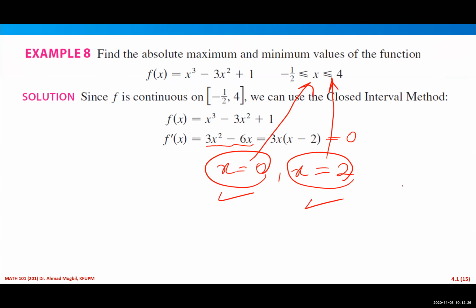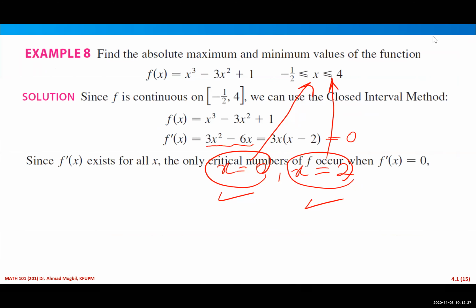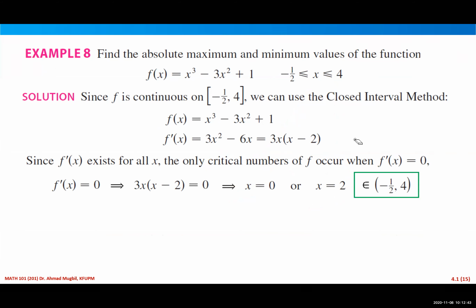So both of them are in the closed interval, because we mentioned here that the critical numbers must be in this interval. So here we are. These two numbers, x equals 0 and x equals 2, are inside this interval. So we did step number 2. We found the critical numbers.